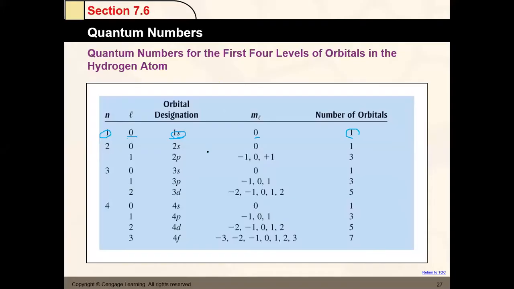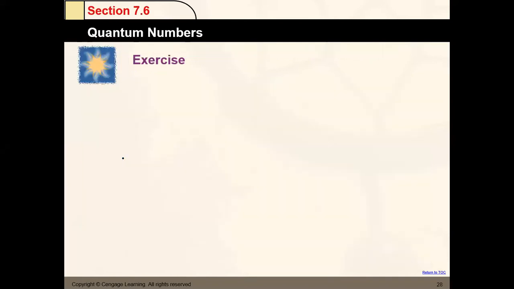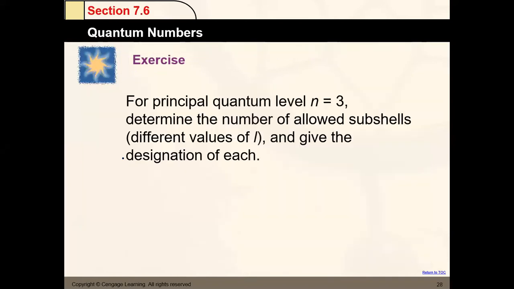And that is the quantum numbers. All these quantum numbers that we have here. For the F, you see, how many mL values, how many orbitals? 1, 2, 3, 4, 5, 6, and 7. The D has 5, the P has 3. Exercise: for principal quantum level 3, determine the number of allowed subshells, the different values of L, and give the designation.